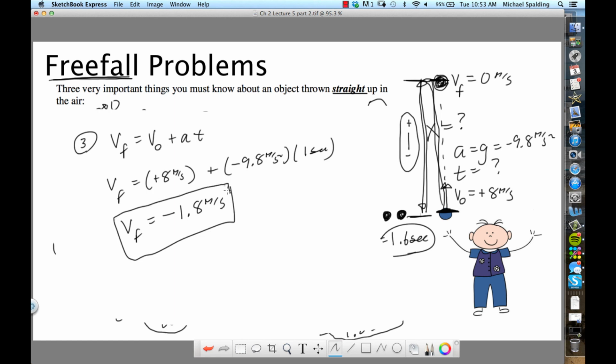Does it make sense that the answer came out negative? Yes, because which way is the ball moving at 1 second? Down. The negative is telling us down.